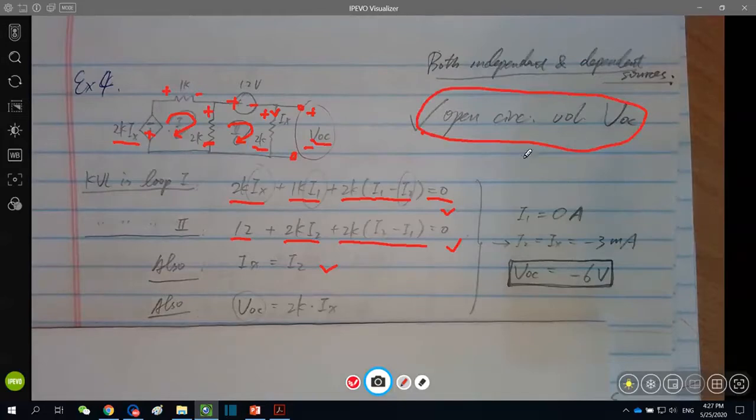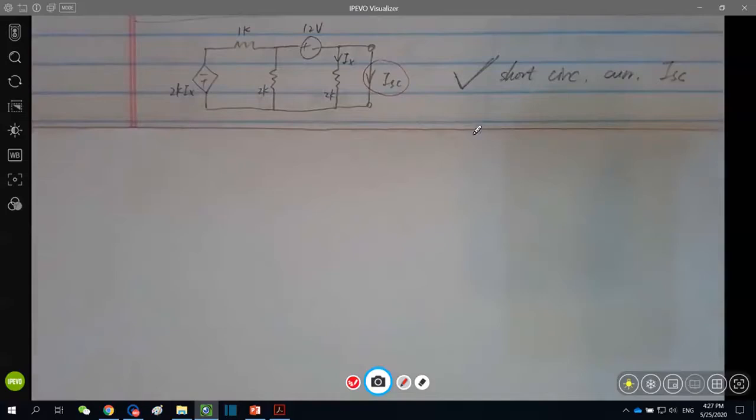Second step, as we have discussed, we are looking for ISC so that we can find RTH as this. So instead of opening part B, we are shorting it, and ISC is the current flowing through it downwards. Be very careful on this current direction. It has to be this way. So find out this ISC so we can find RTH. Let's see how to find ISC.